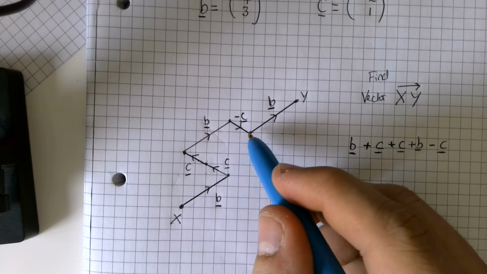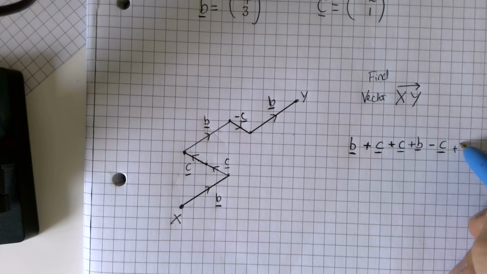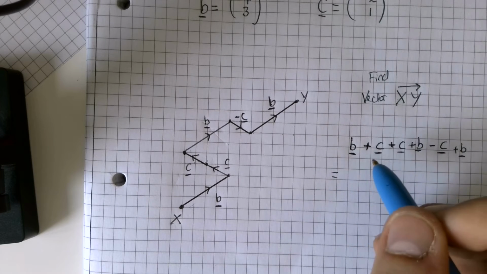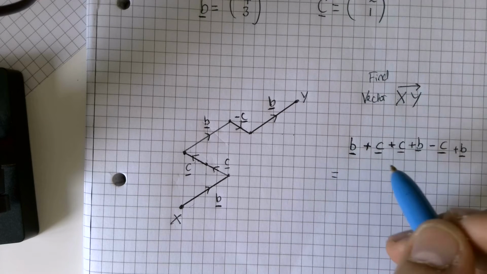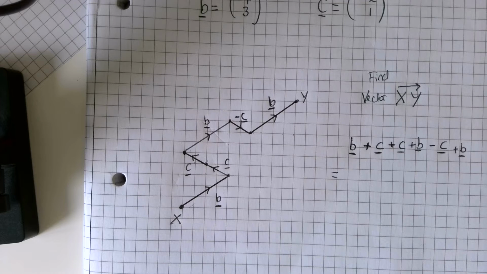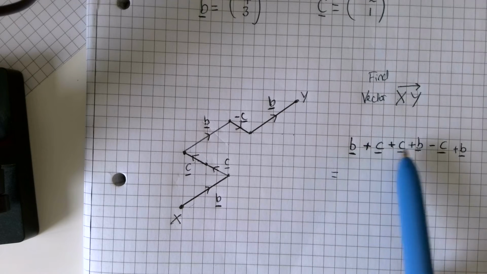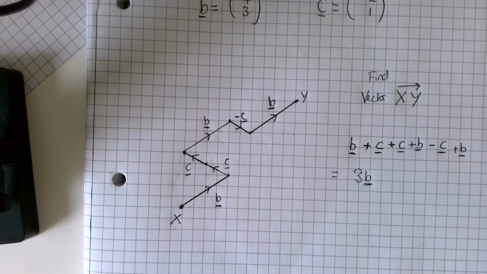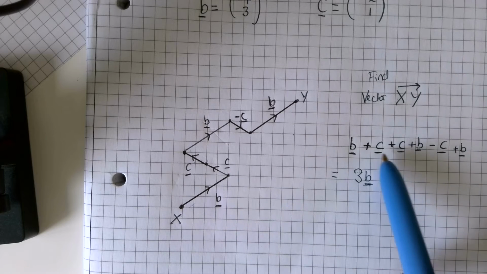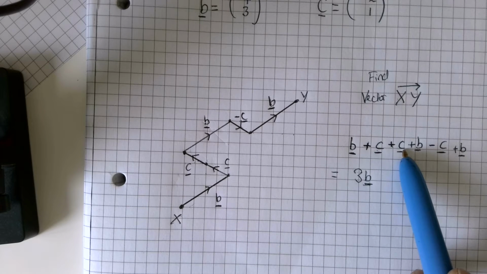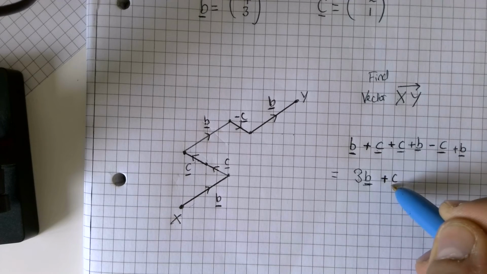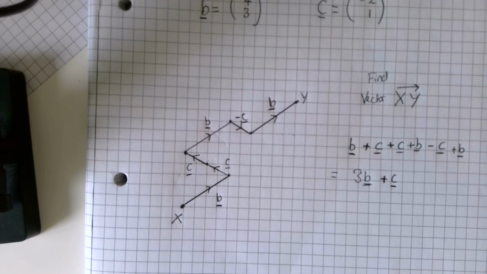And then when you got to here, you added on B again. So just like algebra, when we collect like terms, we can tidy that up a little bit. I can add up all the B's I did, so work out how many B's I moved in total. So 1, 2, 3. And then work out how many C's I moved in total. So C plus C is 2C. When I take C away, I only move 1C in effect.